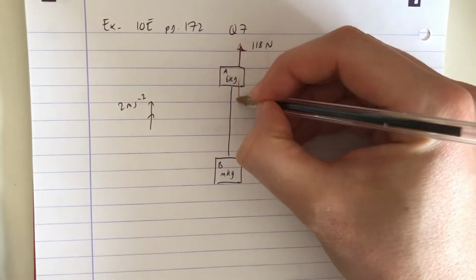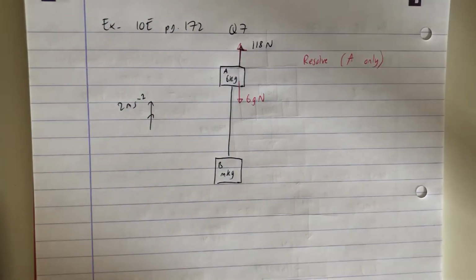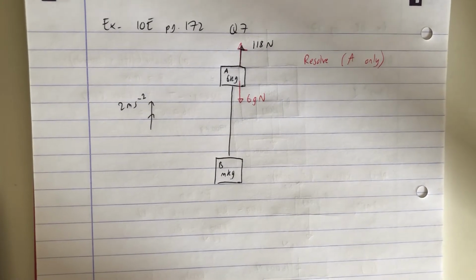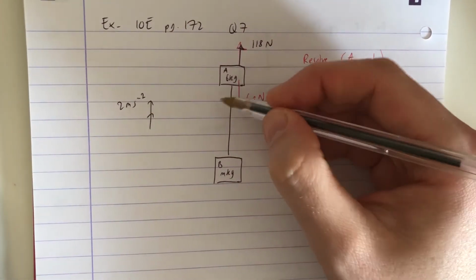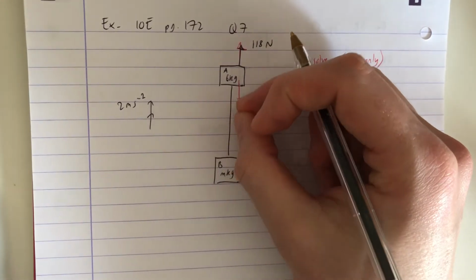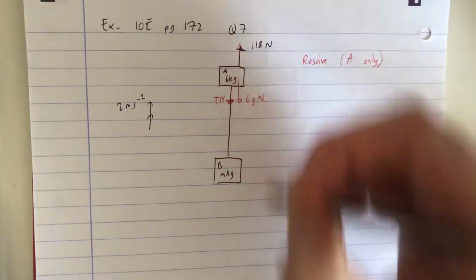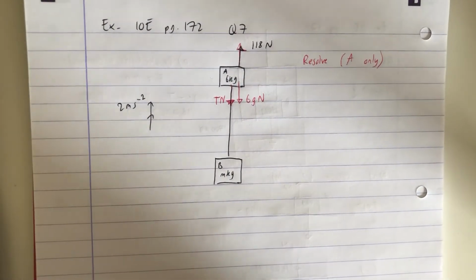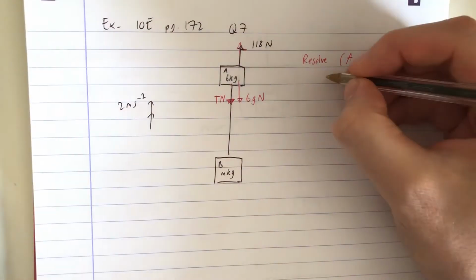We've got its weight, 6g newtons. And we've also got it's attached to a string. So this string is going to be trying to pull it back down. So the tension is going to be pointing downwards. And those are the only forces acting on object A. It's accelerating, so F equals ma.